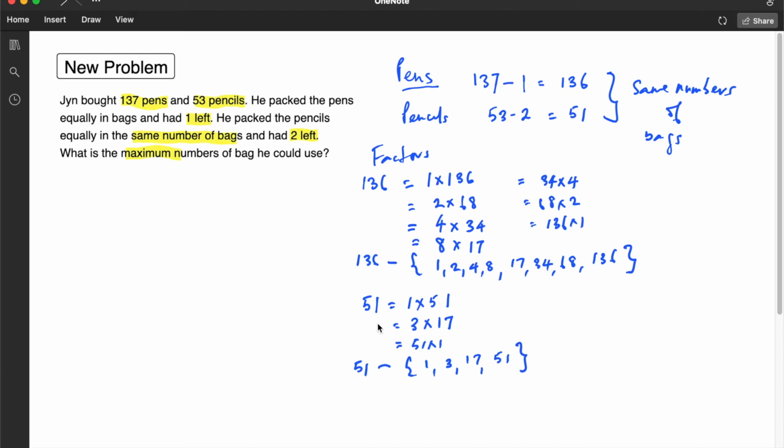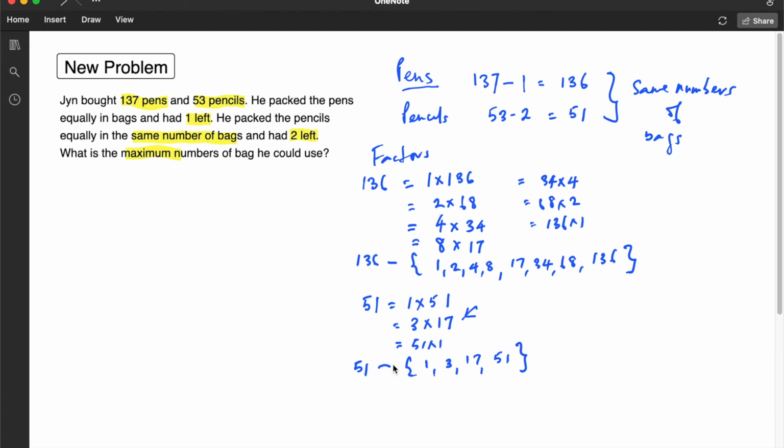Now, let's pause for a while and understand what these numbers actually mean. Let's take the factors of 51. What these numbers mean is that we can use one bag, and then we have to pack 51 pencils inside it. Then there will be no remainder. Or we can also use 3 bags, and then for each bag we need to pack it with 17, and again there will be no remainder, and so on. That is actually the meaning of this.